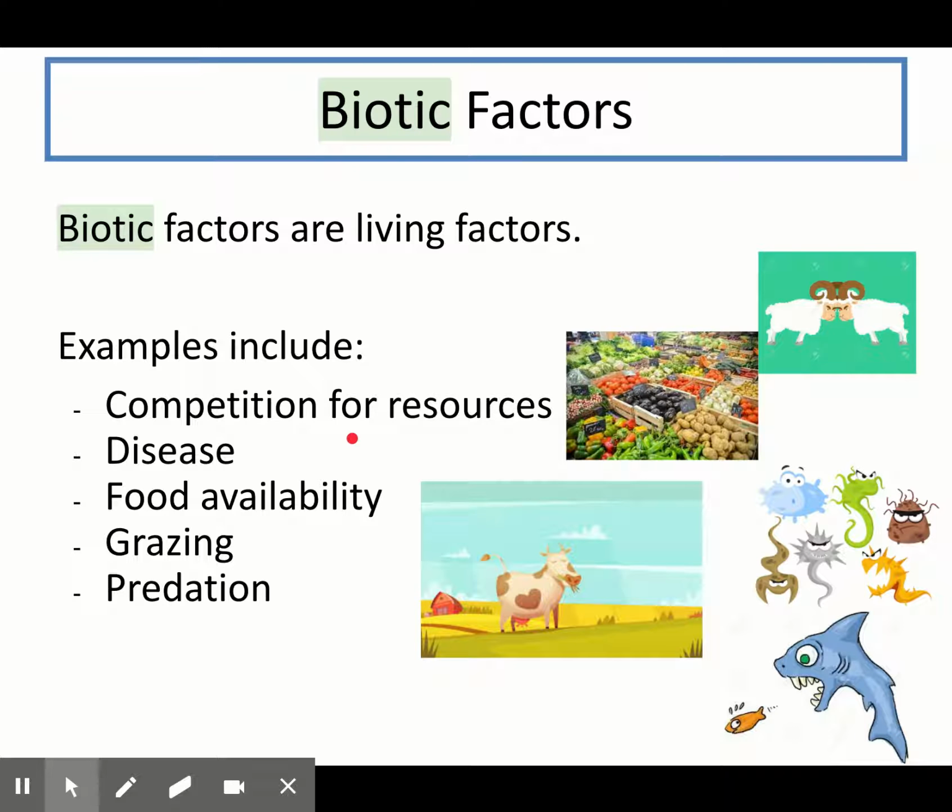Biotic factors, on the other hand, are living factors. Now, there's quite a few examples for this one, and you do need to know all 5. So you have to be able to pick these out from examples in the future in some past paper questions. So examples include competition for resources, disease, food availability, grazing, and predation. So if you think about it, all of these things are to do with living things. So they are living factors, which mean they are biotic factors.